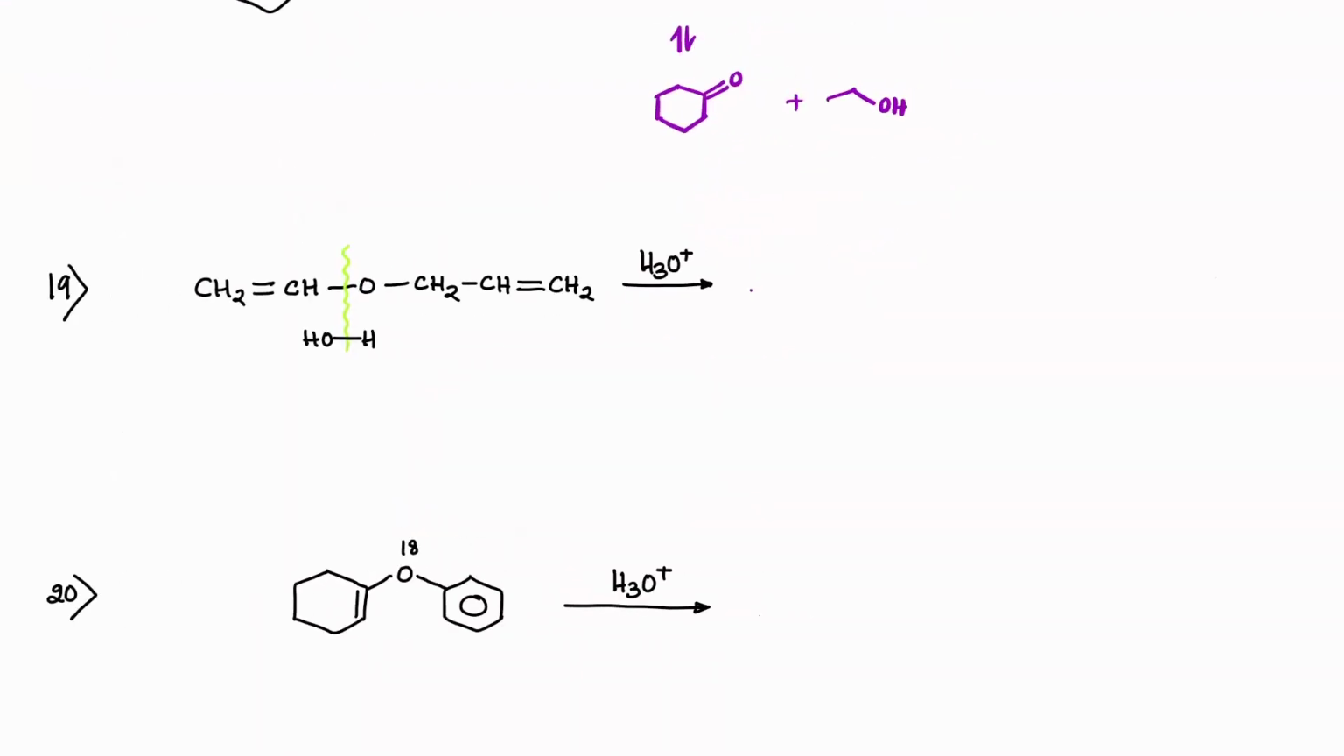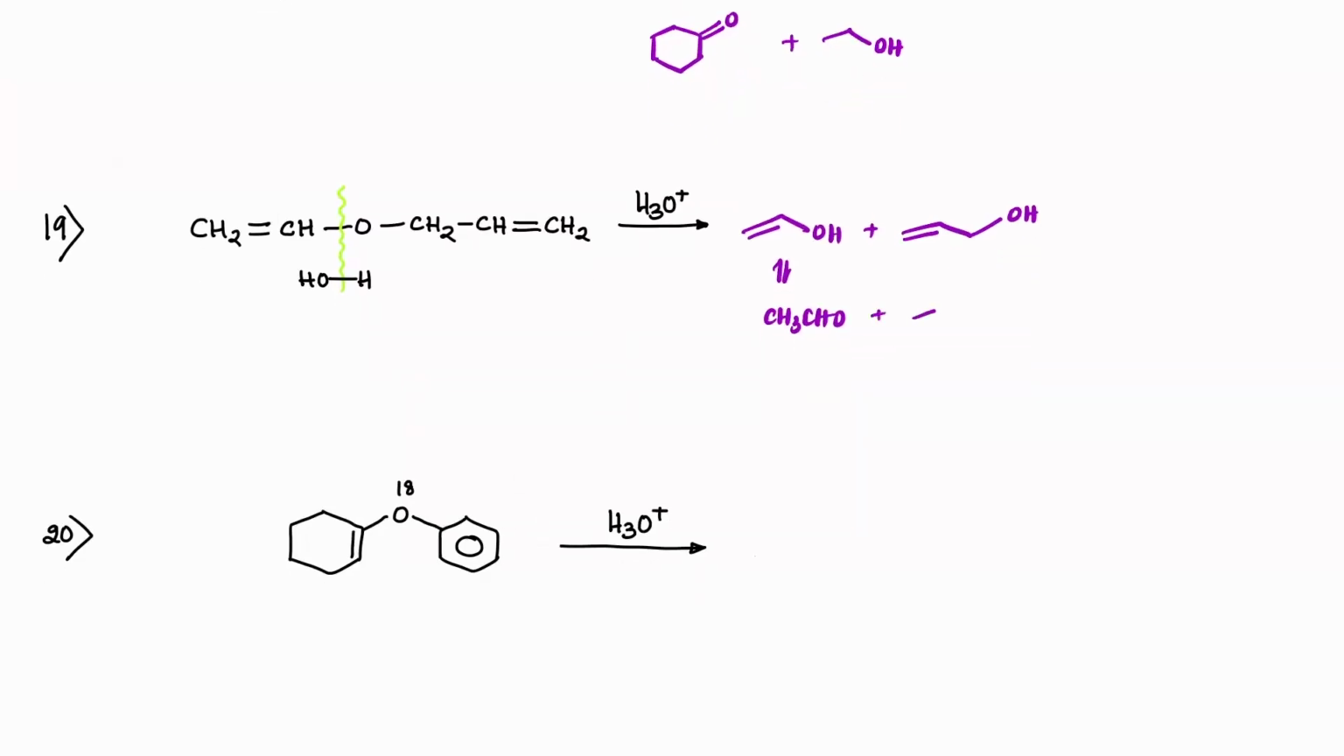Same case here. You will get enol plus you will get enol on this end. But this enol will undergo tautomerism. The other one is an allylic enol. So no tautomerism will happen. You will just report as these two products. This one and this one as product.